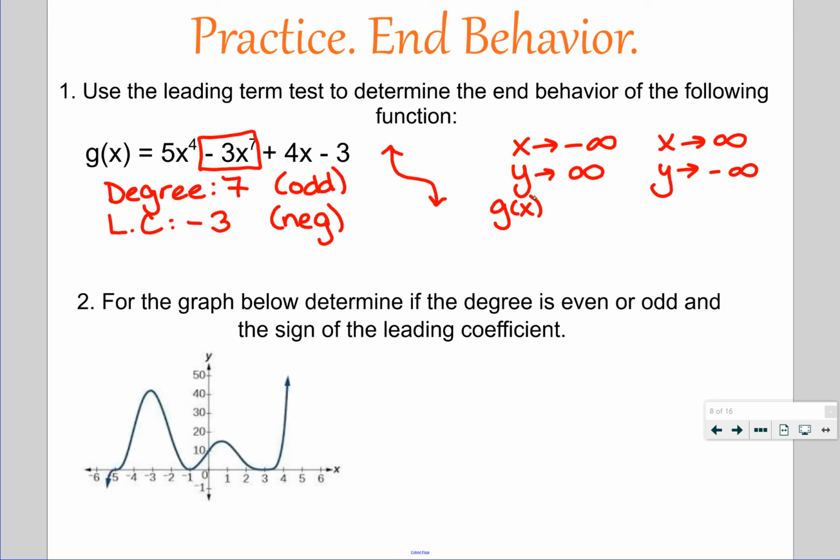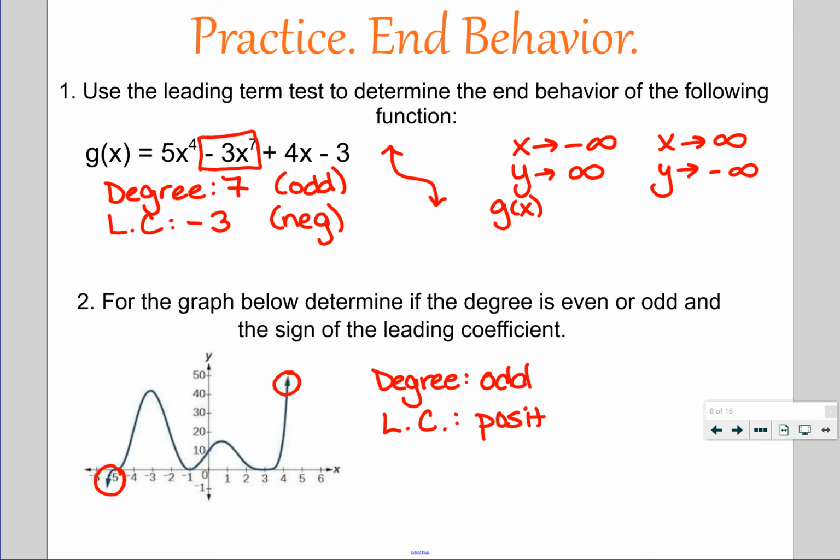Okay, number 2, it says for the graph below, determine if the degree is even or odd and the sign of the leading coefficient. So here are the ends. You can see one is going down and one is going up. So hopefully you said that the degree is odd. Also, if we want to know the sign of the leading coefficient, we want to look at, is it going down to up if we look at the graph from left to right, or up to down. In this case, it starts low and it ends high. That means that your leading coefficient is positive.